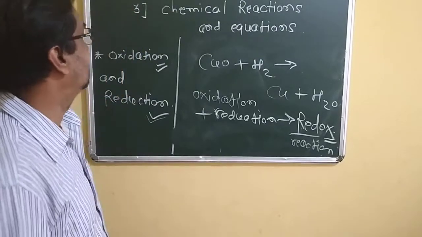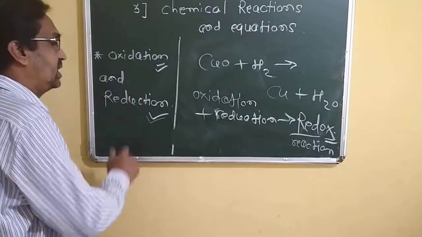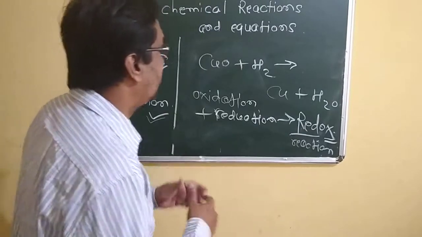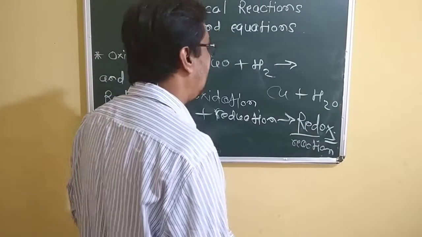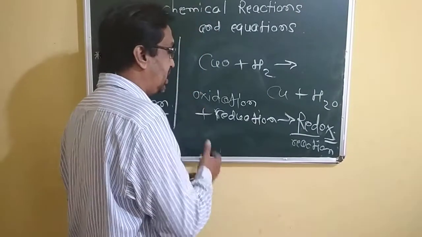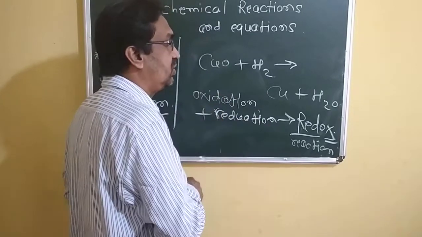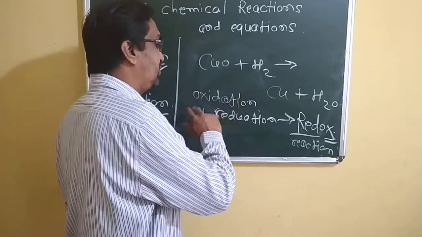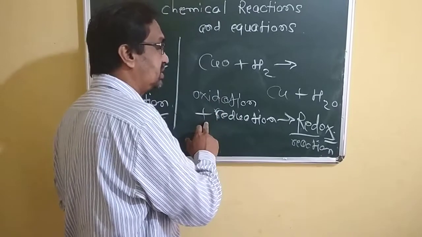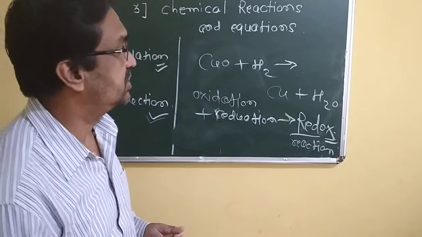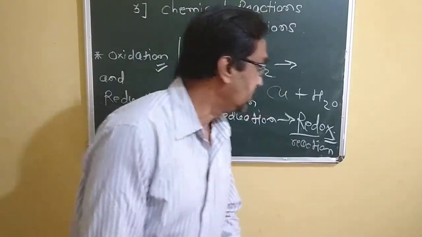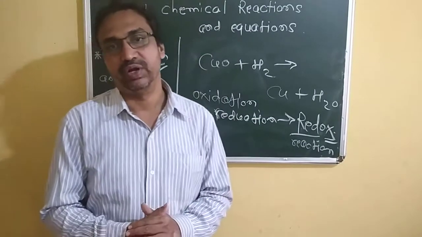So we have already seen what is meant by oxidation and what is meant by reduction, and the combination of both these reactions happening simultaneously. Then we can easily say that in this reaction we can see oxidation as well as reduction, and in short we can abbreviate it as a redox reaction.